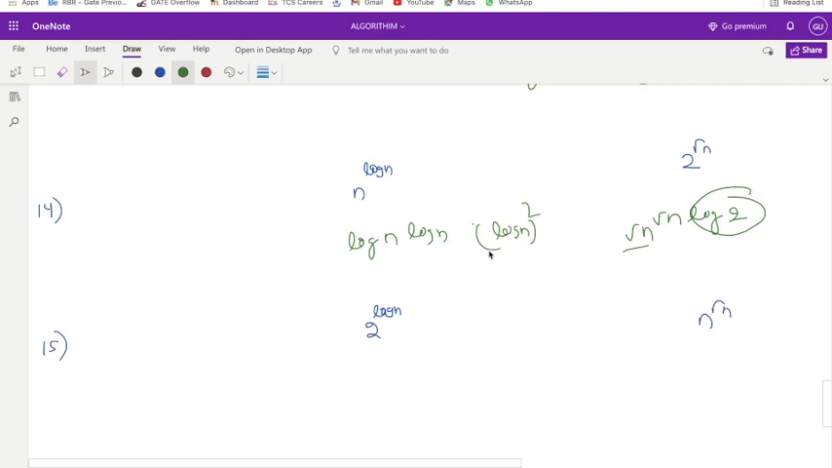So after applying logarithm once again, I am getting 2 log n here. I am getting this one. So here root n is there, so I am getting half log n. Okay. So half log n will be greater than 2 log n. So this side will be greater.